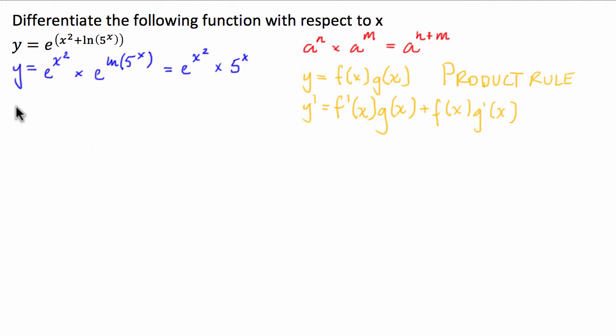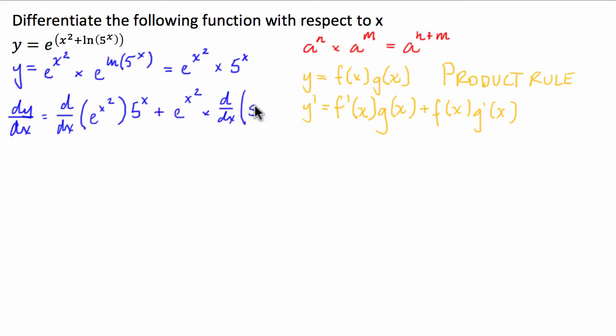So what we have is, if we want to find dy/dx, this is going to be equal to the derivative with respect to x of e to the x squared times 5 to the power of x, plus e to the power of x squared times the derivative with respect to x of 5 to the power of x.